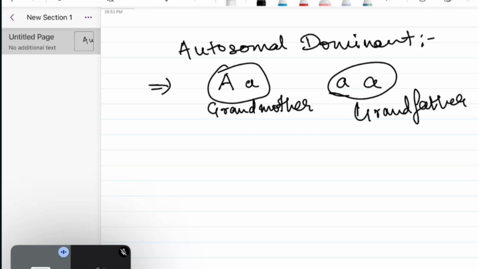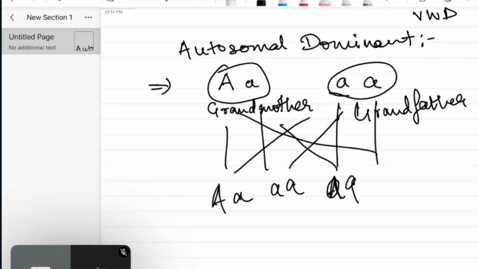Now, in the question, it is mentioned that grandmother was affected, and we are considering an autosomal dominant condition such as von Willebrand disease, right? And in the question, there is no mention of grandfather, so we will assume that grandfather was perfectly healthy. Hence, we have given all the recessive genes to the grandfather. Now, if we do the cross matching, out of the four offspring, two are affected. So even if an offspring has one dominant gene, the offspring would be affected.